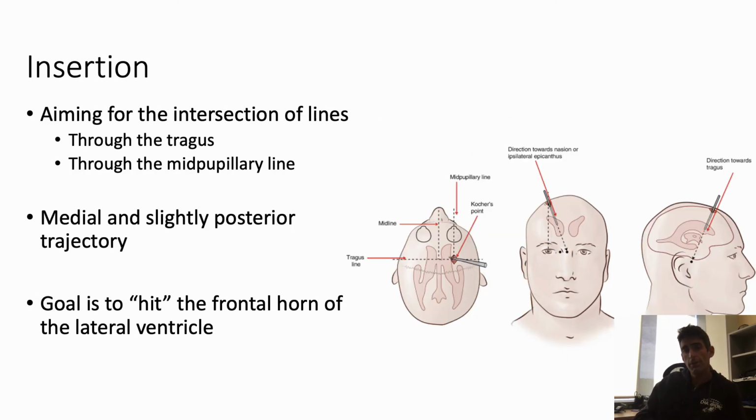You're aiming for two intersecting lines: a line through your tragus, which is this cartilage bump on your ear, and through the mid-pupillary line, so in the midline. Where they intersect should be the foramen of Monro, and that's your landmark. You want to aim slightly medial and slightly posterior, and the goal is to hit the frontal horn of the lateral ventricle. When you hit the lateral ventricle, usually the person putting the catheter in feels a drop-off in resistance. So you're going through the solid brain, hitting the fluid sac, and then all of a sudden you feel a pop, and the spinal fluid will come out.